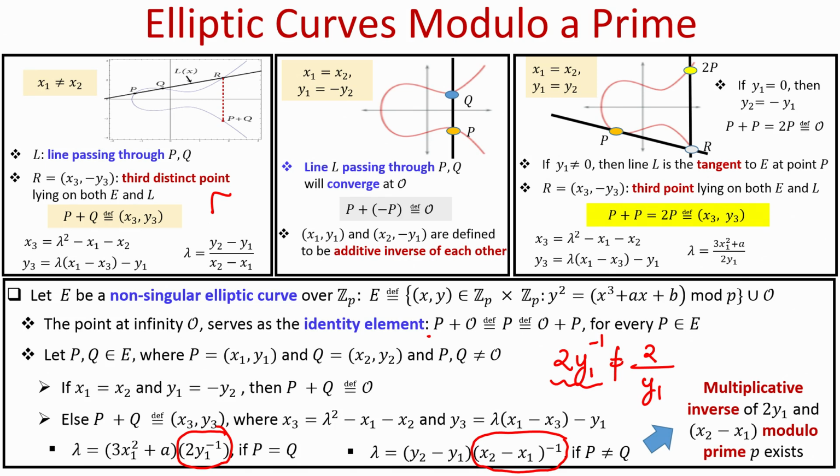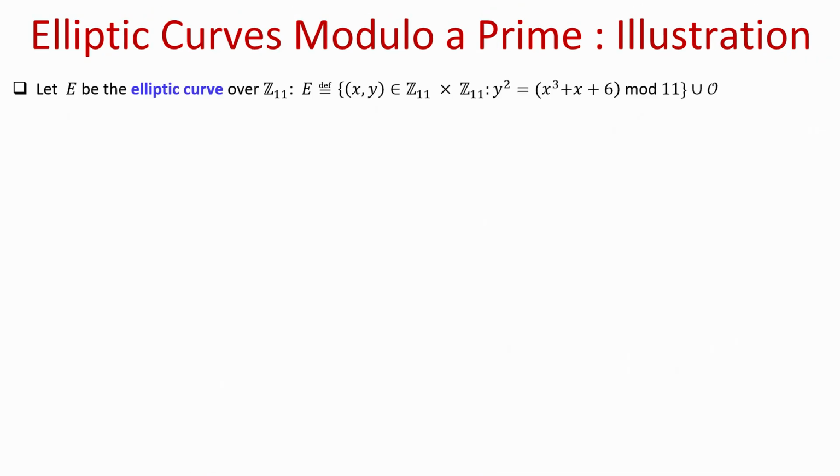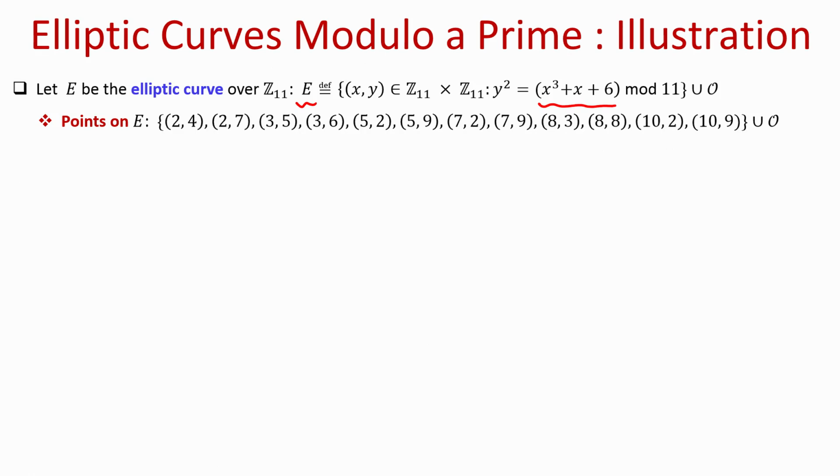So, that is the way we naturally extend the definition of the plus operation for elliptic curves defined over modulo a prime. And for an illustration, let us take this example. Say I perform all my operations on Z11, I take my curve to be the equation y squared equals x cubed plus x plus 6 modulo 11, and I take my set E to be the set of all (x, y) belonging to the set Z11 cross Z11 satisfying this equation, along with the point at infinity.